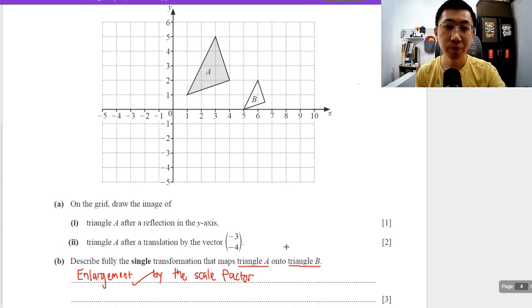So let's check out how to check, right? I want you to see from the height of this triangle A. So it's like 1 to here 5. So the height is actually 4.